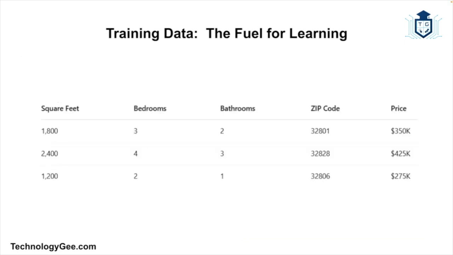So let's go back to the house price example. Your training data might look like this chart on your screen right here. In this chart, the model analyzes these examples and learns how the input features relate to the output price. Over time, the model updates its internal math, which is called weights and biases, to improve its predictions. So remember, in this example, square feet, bedrooms, bathrooms, and zip code are all features. Your label is the price. All of these features are going to help determine what the actual price of each house is.